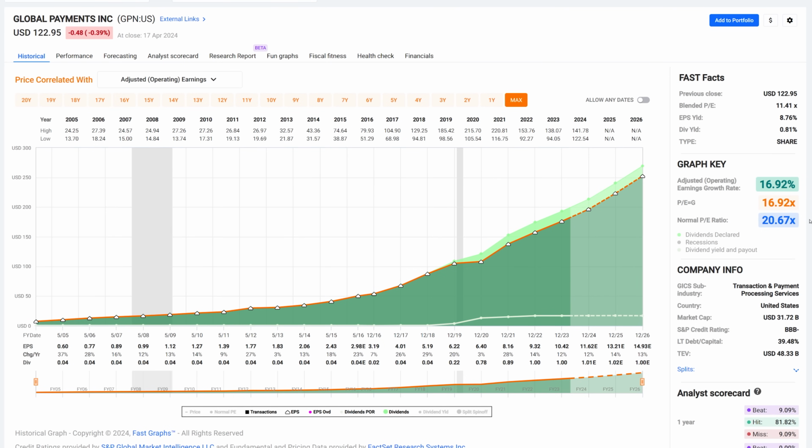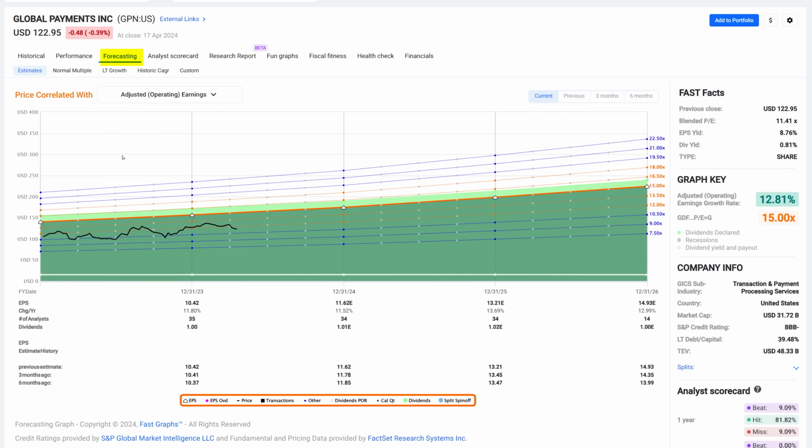Now, this is history, and the average has been 16.92%. Okay, and the PE ratio that we're using here is 16.92. So this is a little bit lower earnings yield than I would have on most stocks. I want to tell you that in advance. But going to the forecasting calculator, the growth rate future expectation is 12.81%. And with that number being below 15%, we will utilize the 15 PE ratio or 6.67% earnings yield.